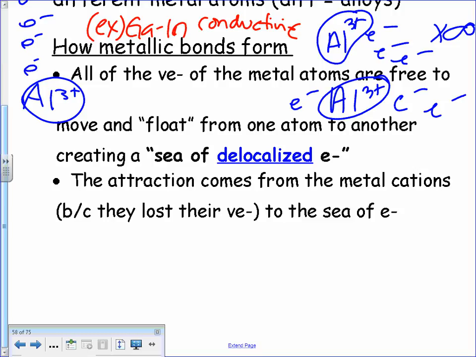Okay, so what have I already said here? How metallic bonds work. What did we just kind of glean from our pictures? Anybody? Alex, what is our picture of up here? Our random electrons everywhere.